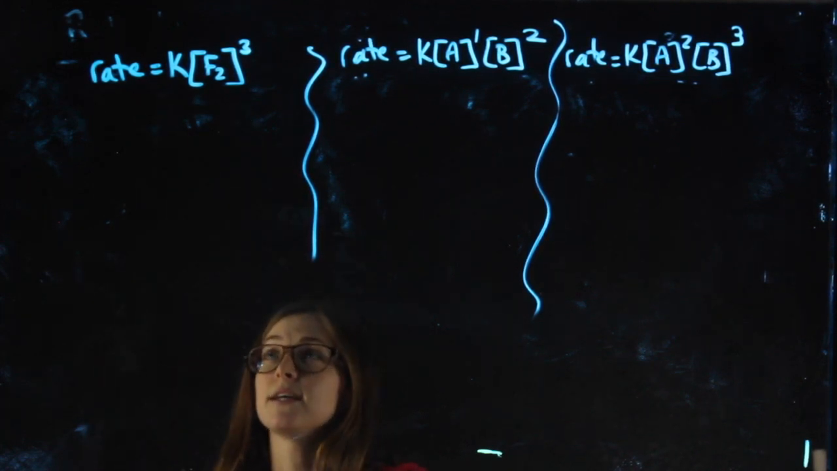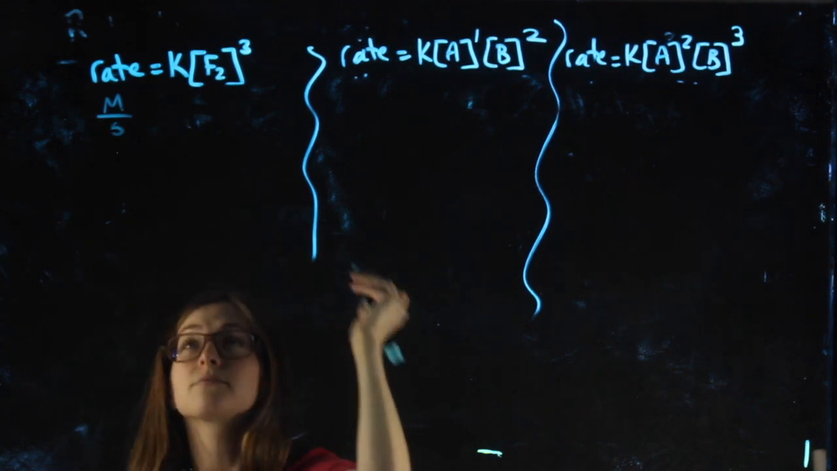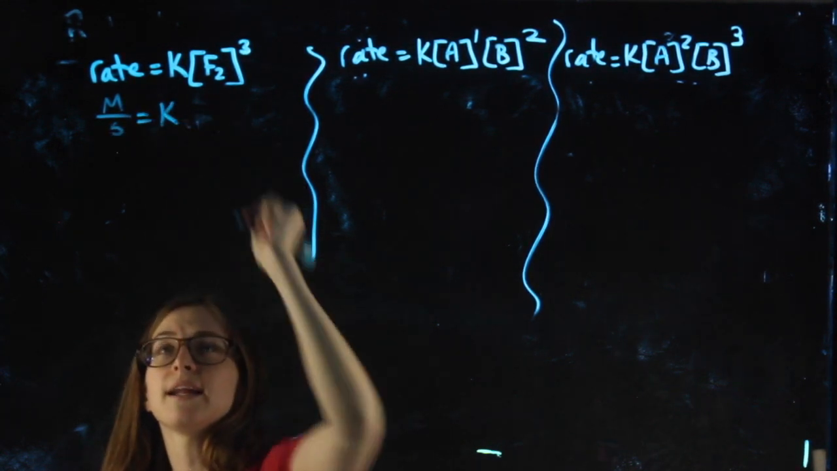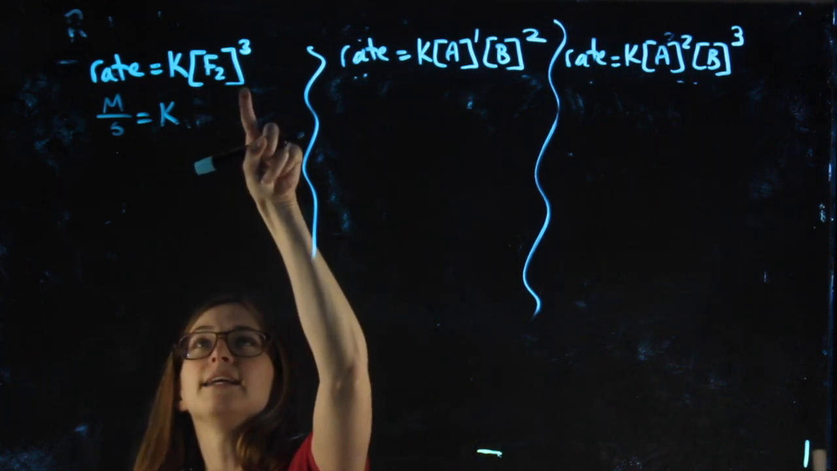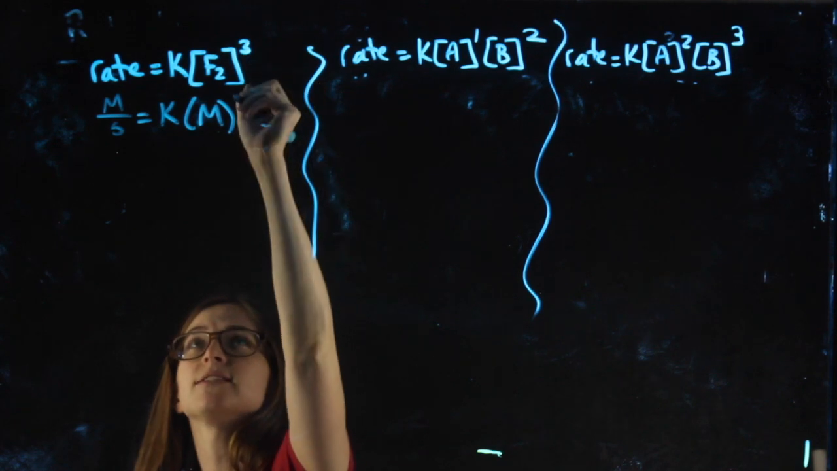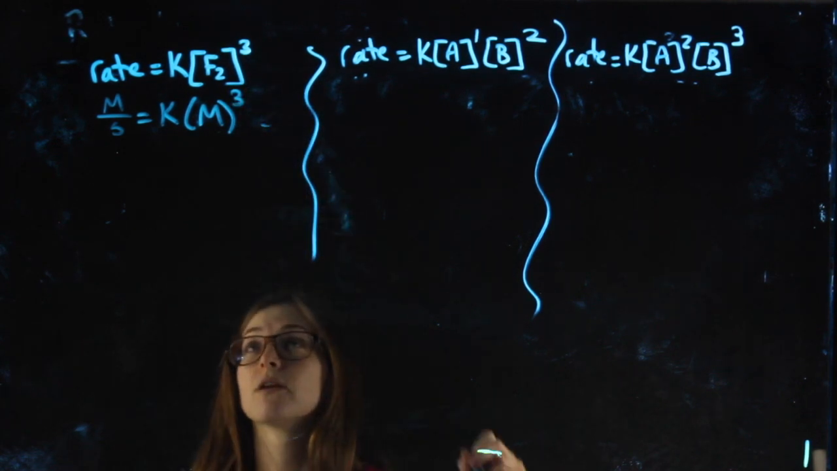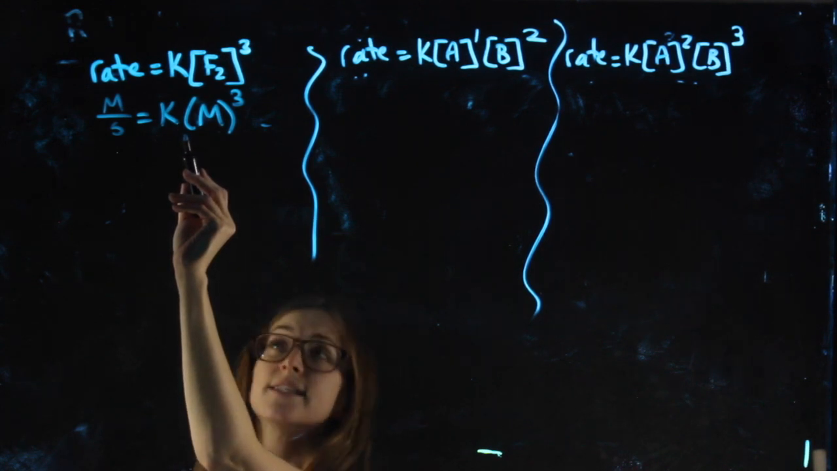I plug units in. The units for rate, I'm always going to plug in molarity per second. I'm never going to plug anything in for K because that's what I'm solving for. Anytime I see brackets, I plug in an M, and I listen to my rate law. It says cube it, so I cube it. Now, if I want K, that's what I'm solving for. I want K by itself.